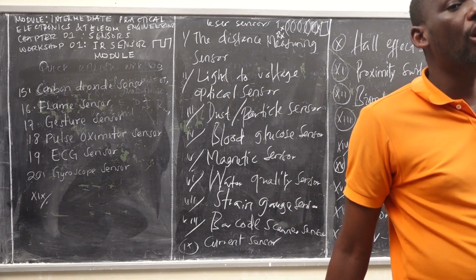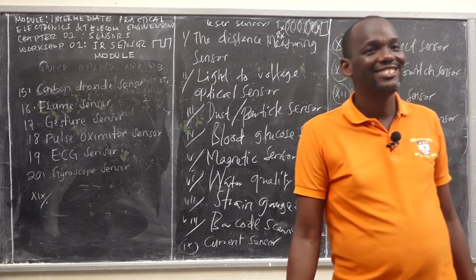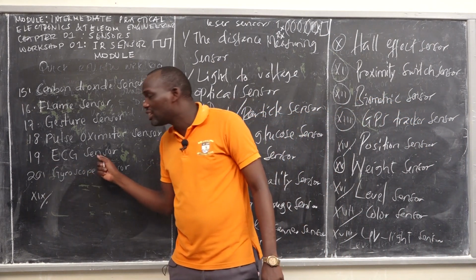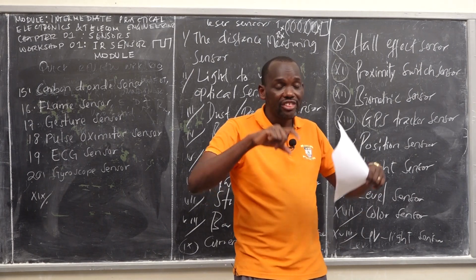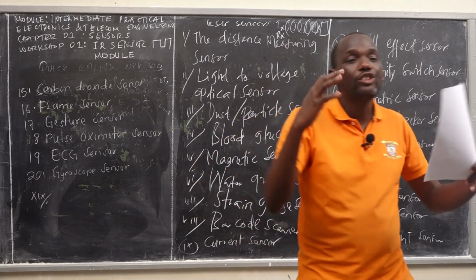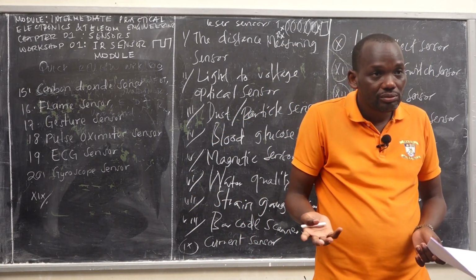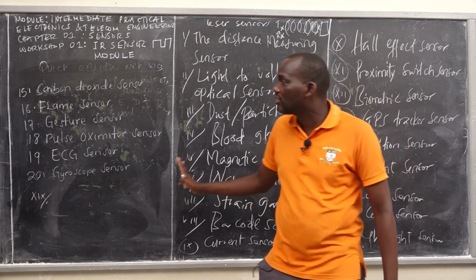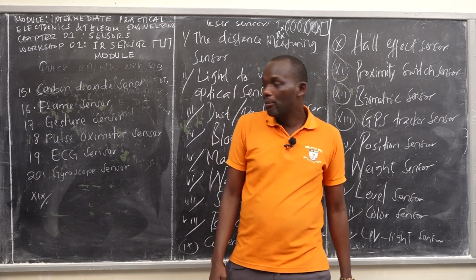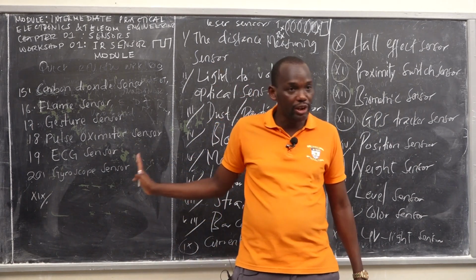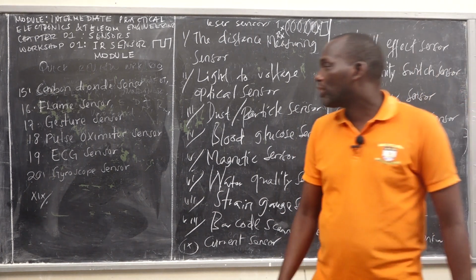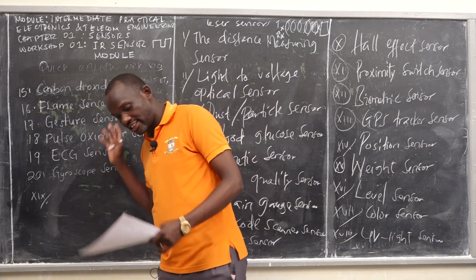Then we have the alcohol sensor. The electrocardiogram sensor becomes important when you are thinking about designing an electro-biomedical system. ECG sensors are very important for that case. Pulse oximetry sensors are also very important for that case. Okay? So the electrocardiogram sensor is just what we have discussed.